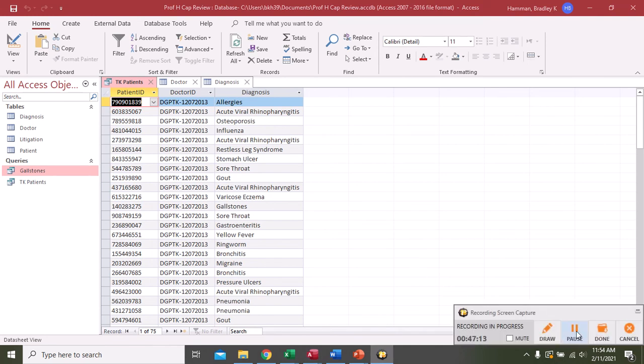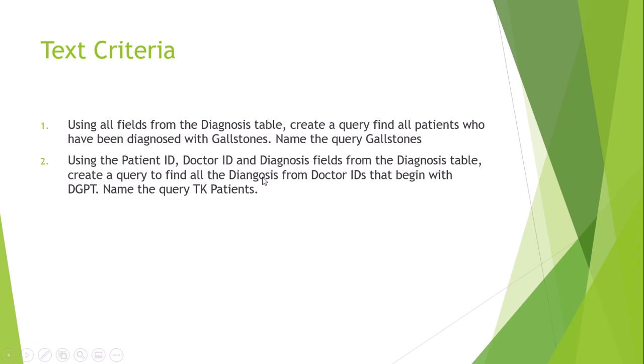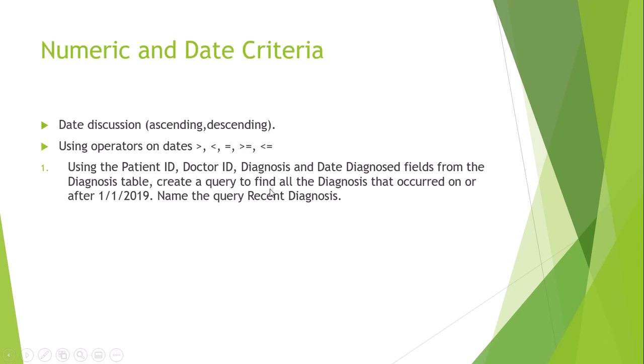Now we're going to move on to the number and date criteria. So numeric and date criteria. Okay. Before we get to an example of date criteria or number criteria, in this instance we're going to do date, I want to have a quick discussion about ascending and descending as far as numbers and dates are concerned.